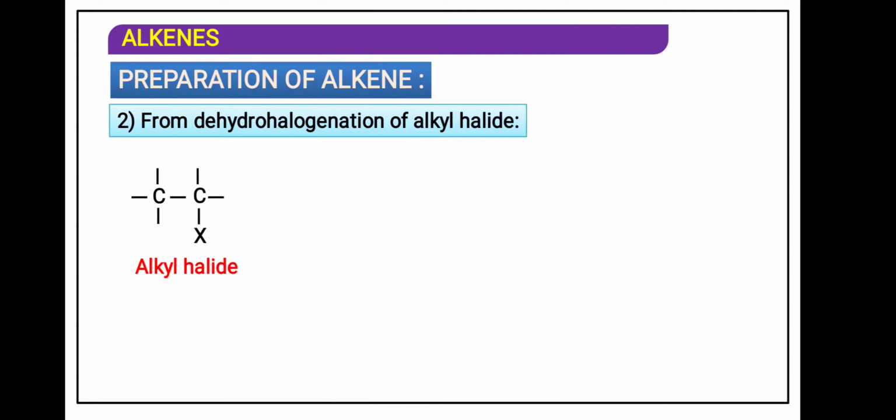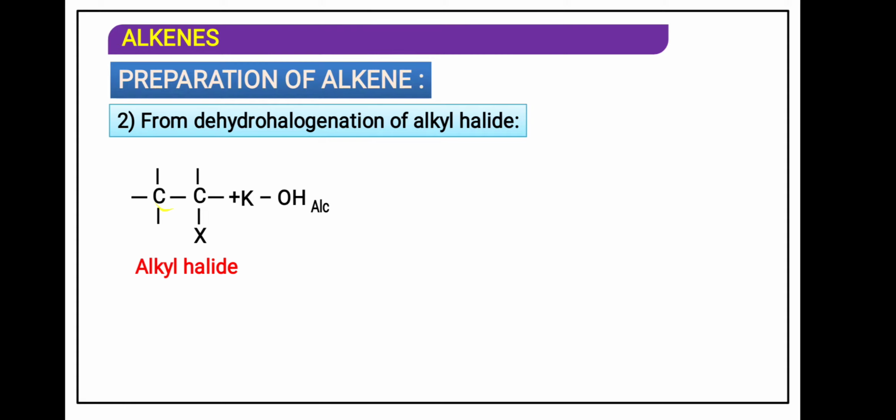Now the elimination method in our textbook is given on page number 240, dehydrohalogenation of alkyl halide. Alkyl halide is a halogen attached to the alkane. Potassium hydroxide is a base which is dissolved in alcohol, alcoholic potassium hydroxide. In the presence of alcoholic potassium hydroxide, what will be obtained? Alkene with a double bond is obtained.